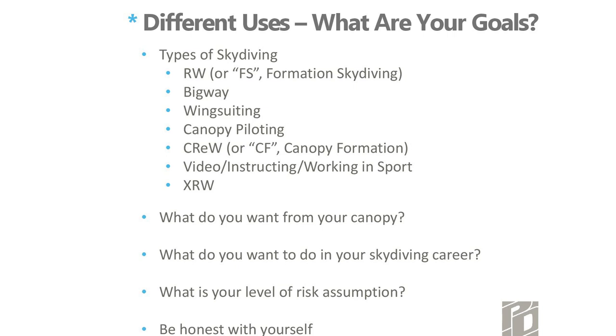And what is your level of risk assumption? We're going to come across this a couple of times. Obviously, with the different parachutes you choose, you have a different level of risk assumption. If you jump a Navigator 260 on your first skydive, that has a certain level of risk assumption based on your skill level. As you change parachute sizes and design, that risk profile changes, and it's different for every person. So consider that, and be honest with yourself.